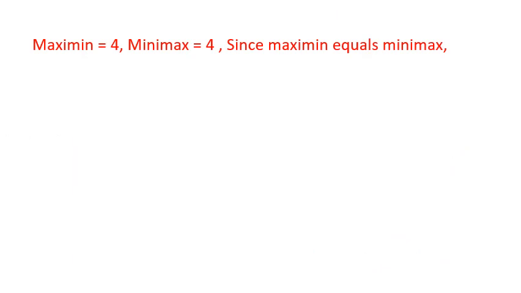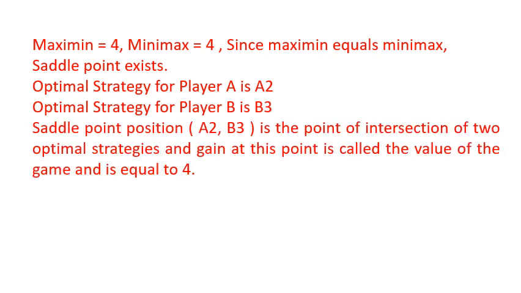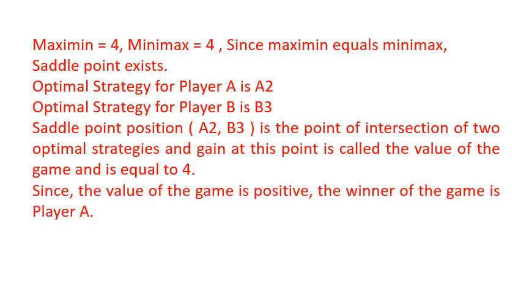So maximin is 4, minimax is also 4. Since maximin equals minimax, a saddle point exists. Optimal strategy for player A is A2, optimal strategy for player B is B3. The saddle point position A2, B3 is the point of intersection of the two optimal strategies, and the payoff or the gain at this particular point is called the value of the game and is equal to 4. Since the value of the game is positive, the winner of the game is player A.